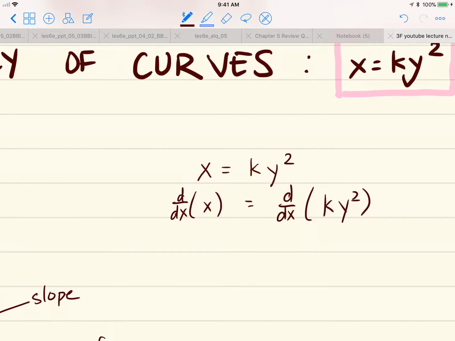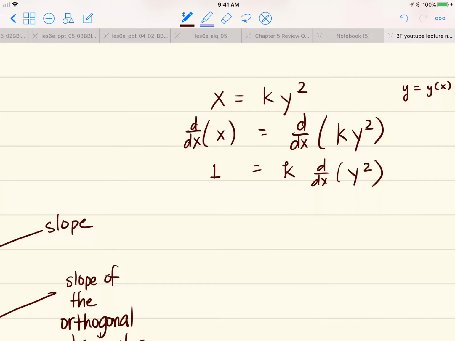On the left-hand side, what's the derivative of x? It's just going to be 1, right? And on the right-hand side, I'm going to need to use chain rule, right? Because remember, y is actually a function of x. So when I use chain rule, the derivative of k times y squared, first I can pull the k out because k is a constant. It's just a constant parameter. And now I need the derivative of y squared. That's going to be, using chain rule, 2y prime. So I've still got my k in front, and I'll have 1 equals k times 2y prime.